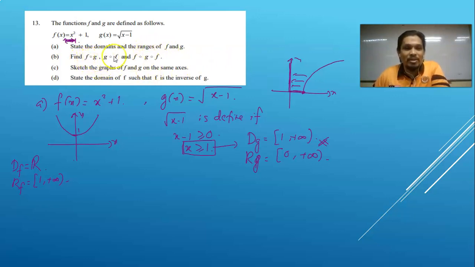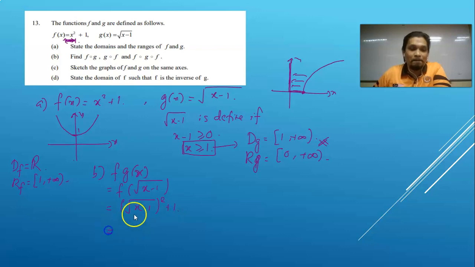Find fg, gf, and fgf. So question B, fg(x). g(x) equal to the square root of x minus 1, and substitute this function into x of the function f. So it is the square root of x minus 1, squared, plus 1. Square and square root cancel, so we get x minus 1 plus 1 equal to x.